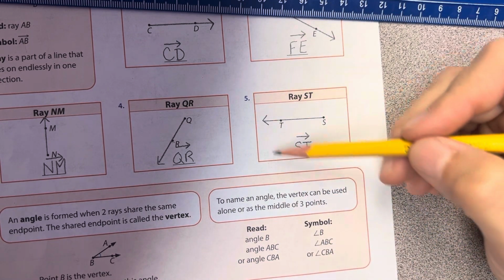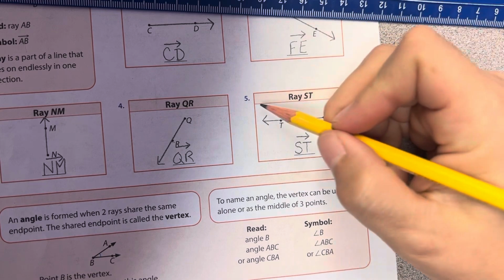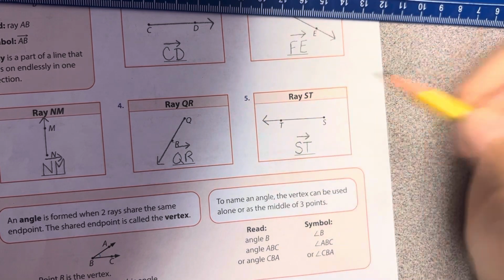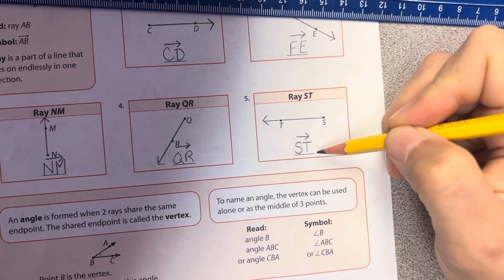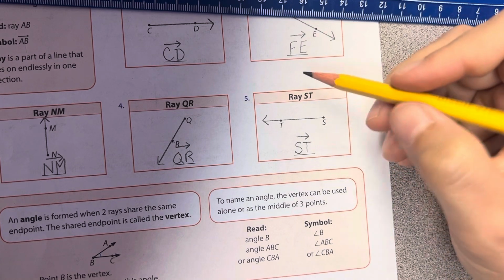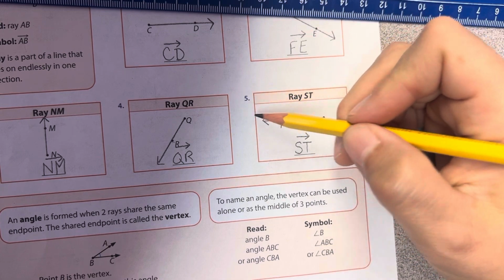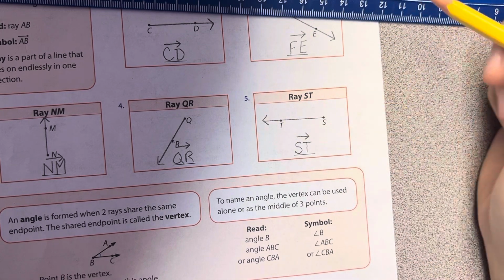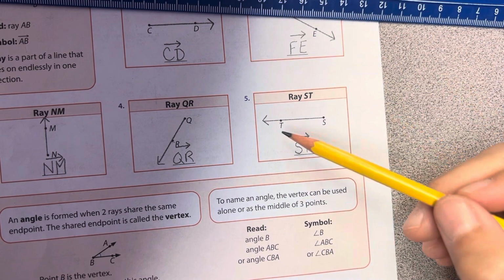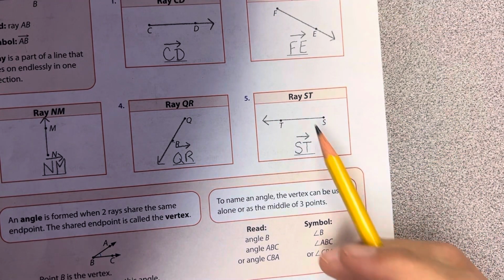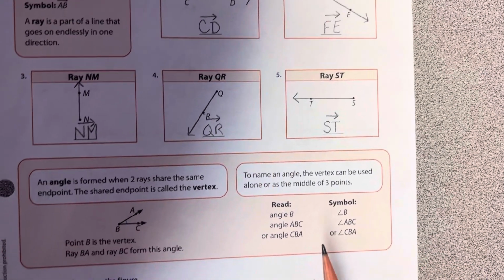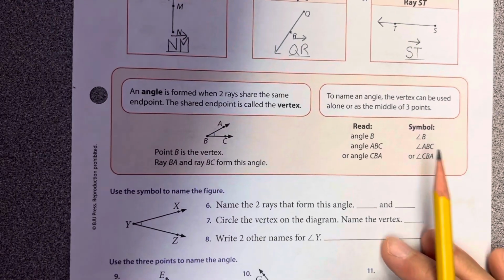If you got this problem correct, give yourself a little smiley face over here by number 5. If you missed either the drawing portion or the labeling portion or both, then go ahead and circle number 5 just so that I can see how you're doing when we turn this back in. So a smiley face if you got it right, and a circle if you missed any of these parts here. All right, we're going to move on to the next section.